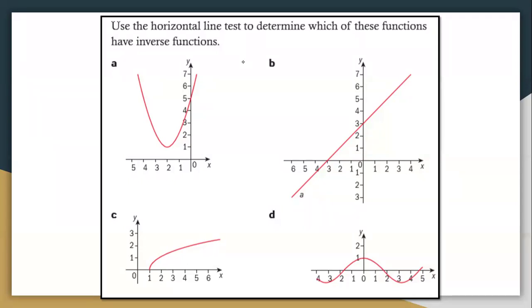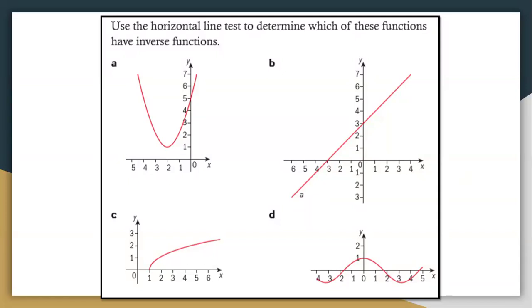Okay. This is Pena. Yes, teacher. Yes, I'm seeing your hand up. Maybe you can answer part A. A has no inverse. Why? Because if you draw a horizontal, the arc is passing through more than one point. Okay, thank you.